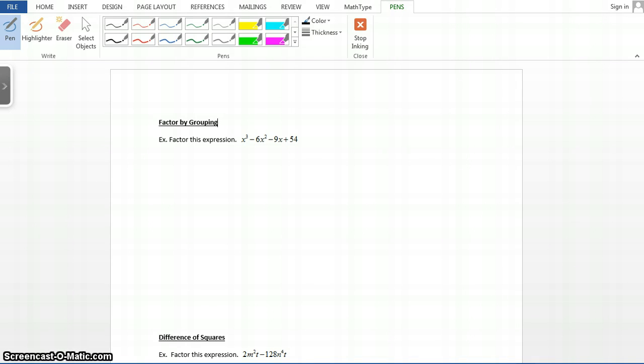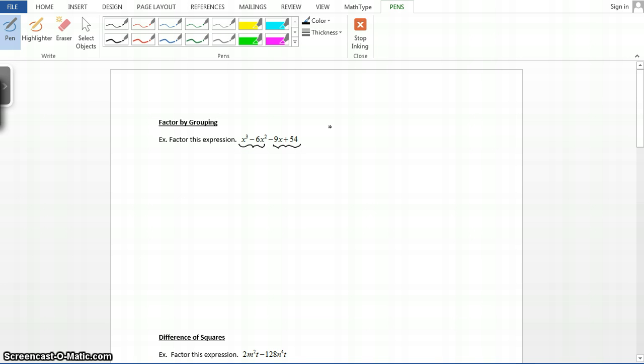Okay, here's an example of factor by grouping. We want to factor this expression: x cubed minus 6x squared minus 9x plus 54. When you do factor by grouping, first of all, you always see if there's a common factor, a greatest common factor, you can pull out. In this case, there's not one in all four of those terms.